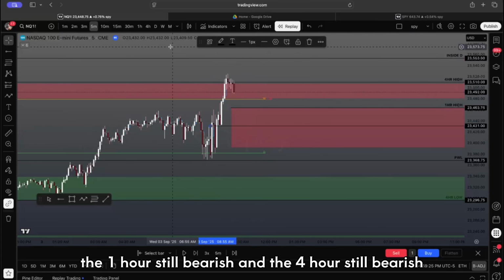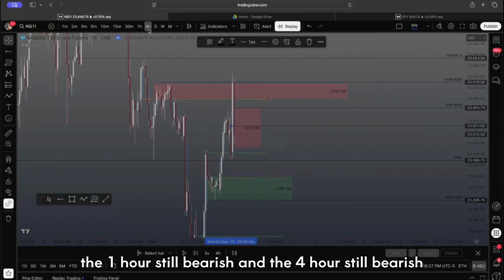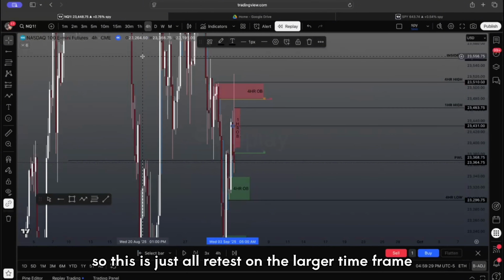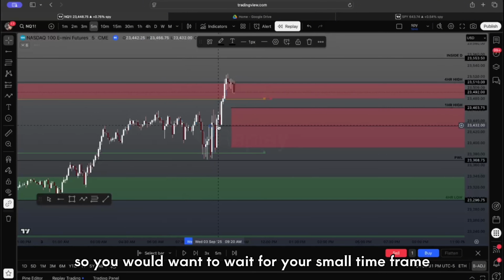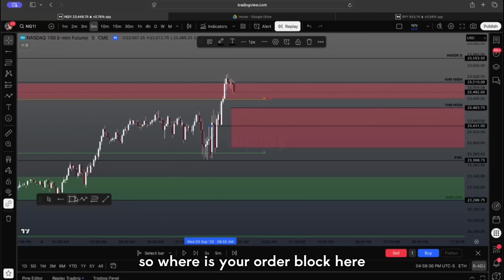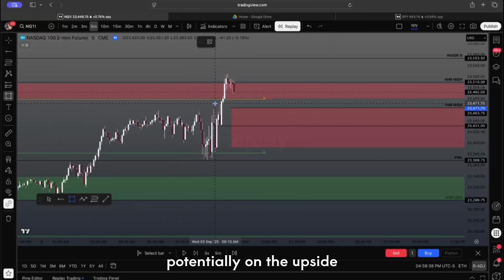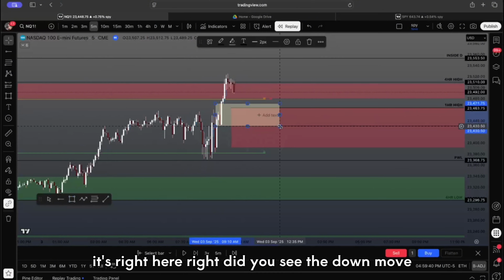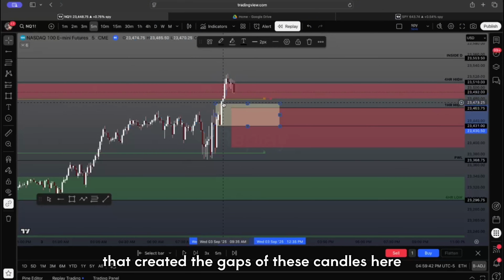Because why? The 1 hour is still bearish and the 4 hour is still bearish. So this is just all retest on the larger time frame. So you would want to wait for your small time frame to match with it, because time frames work as a domino effect. So where is your order block here potentially on the upside? It's right here, right? They see the down move that created the gaps of these candles here.